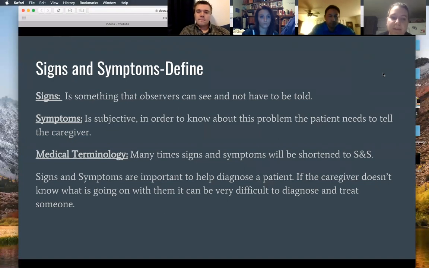In the medical field, doctors and the nursing staff use their own terminology when writing and talking. The medical term for signs and symptoms is S and S. Signs and symptoms are very important to help diagnose a patient. If you don't know what is wrong with them, then it can be very difficult to diagnose and treat someone.